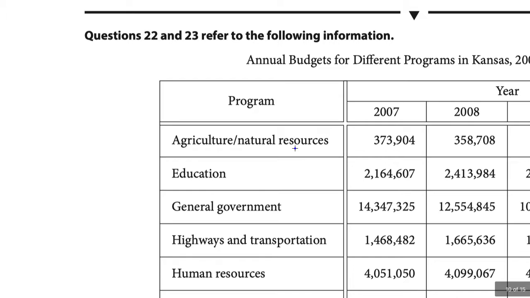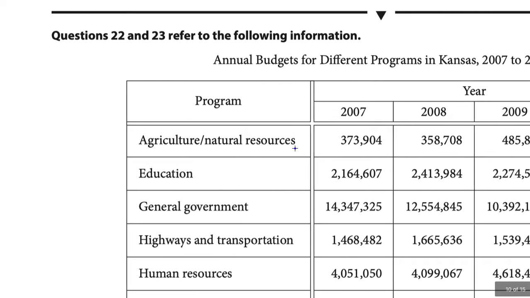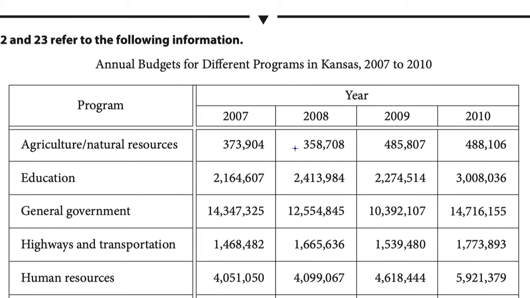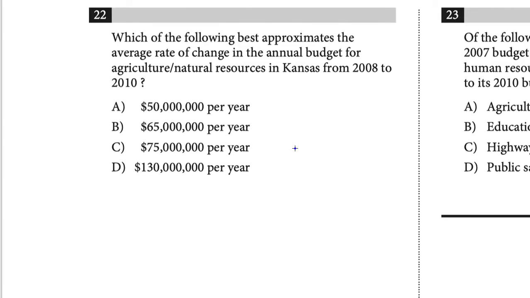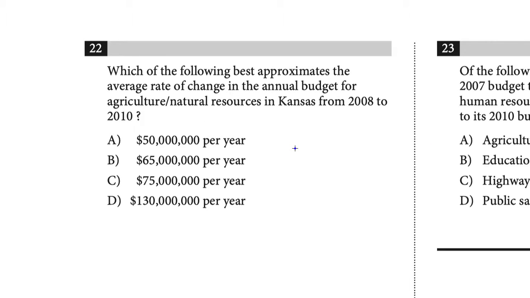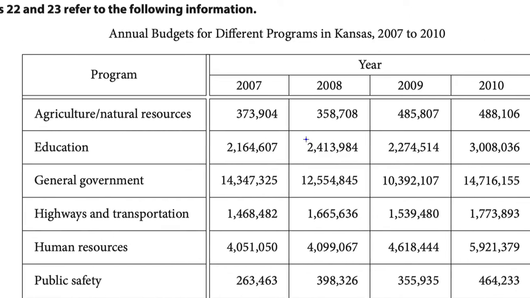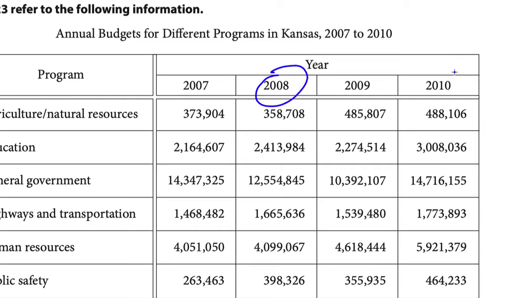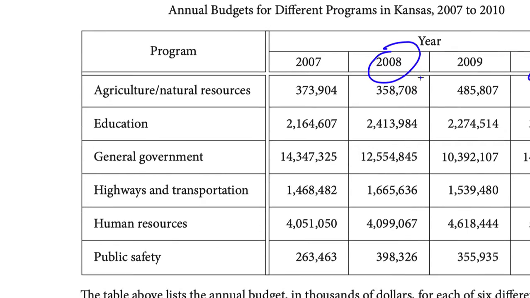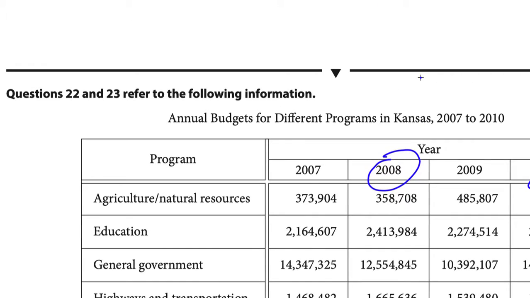All right, so we're on to the next question. 22 and 23 refer to the following information. Annual budgets. Which of the following best approximates the average rate of change? We are restricted to Kansas from 2008 to 2010. Let's see if we can find that. So 2008 is here, 2010 is here. We're only looking at Kansas. All of this is Kansas.